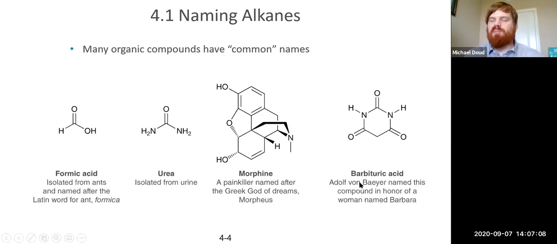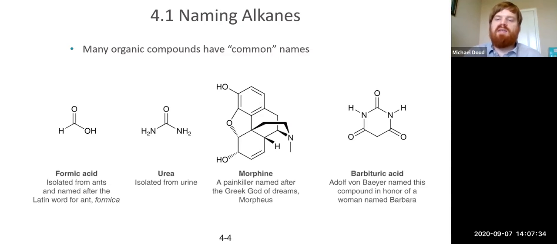This was discovered by one of the foundational organic chemists, Adolf von Baeyer. He was a German organic chemist. He synthesized many, many different compounds, including, most importantly, indigo dye, which was extremely useful for industry, among many other things. He also discovered this class of barbiturates, and he named it after a woman that he met, Barbara.